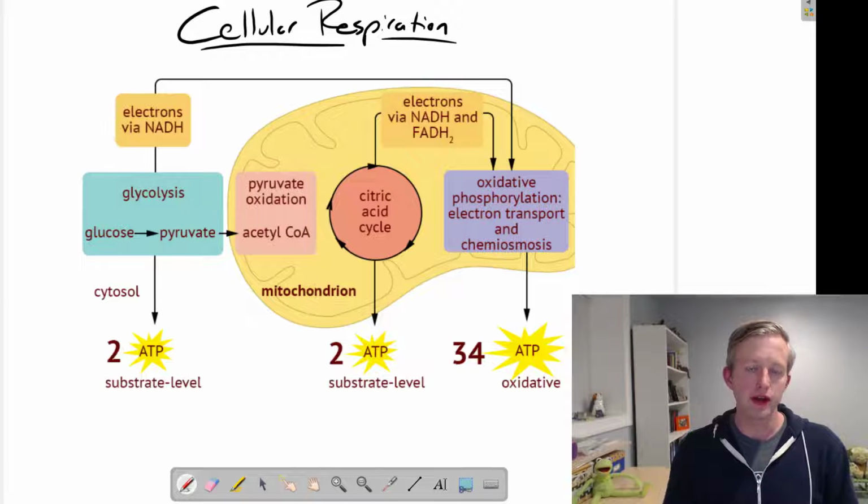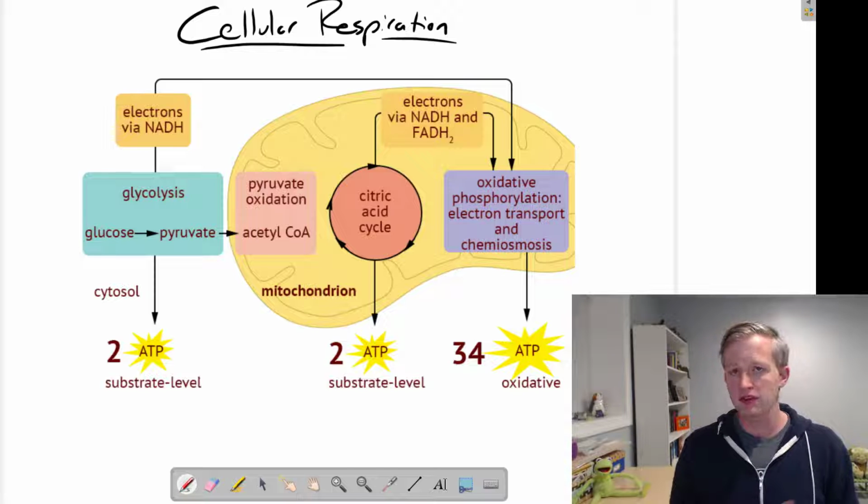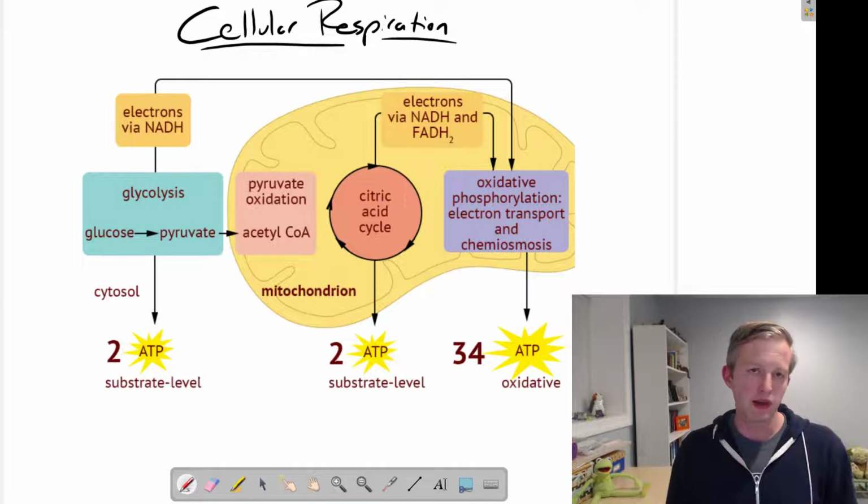Hey, Mr. Murphy here. We're going to talk about the first step of cellular respiration, which is glycolysis. Now, just as a quick recap, the whole point of cellular respiration is to produce cellular energy, usable energy in the form of ATP. That comes from food molecules like glucose that are getting broken down.